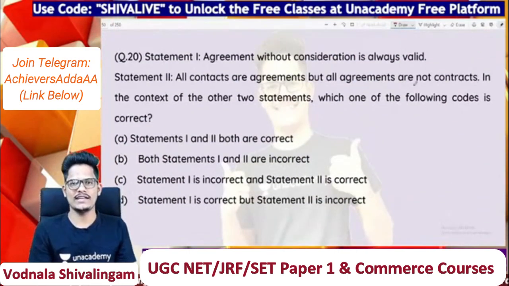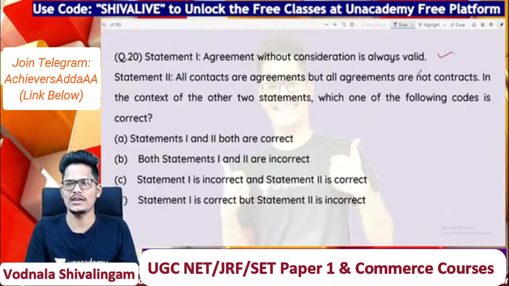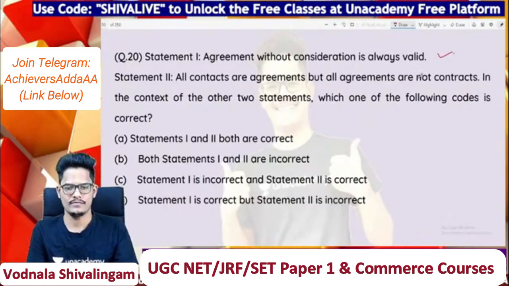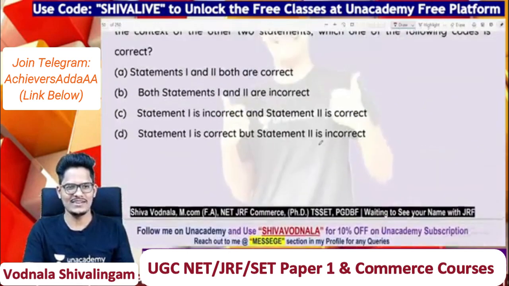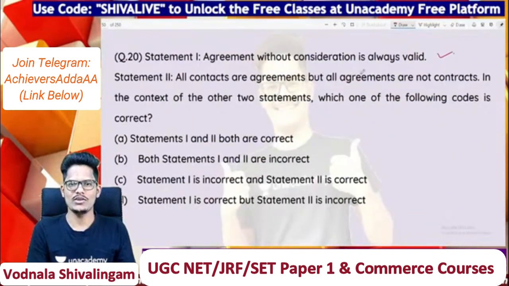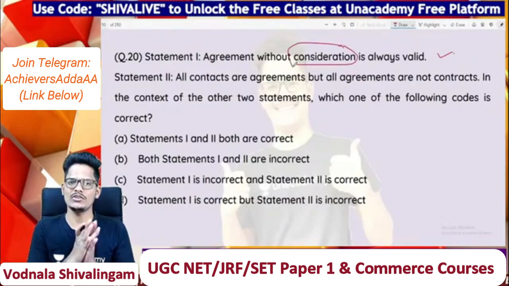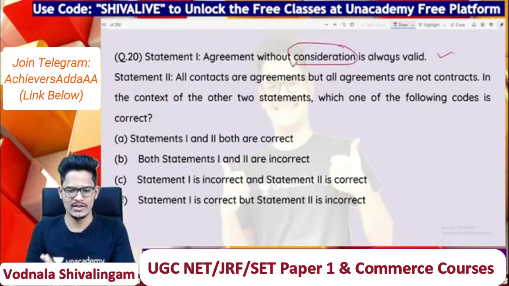Agreement without consideration is valid, and all contracts are agreement, but all agreements are not contracts. Option C is the given answer. Look at this: agreement without consideration is always valid is a wrong statement, because consideration is one of the essential elements of the contract or agreement. So an agreement without consideration is not at all a valid agreement, right?